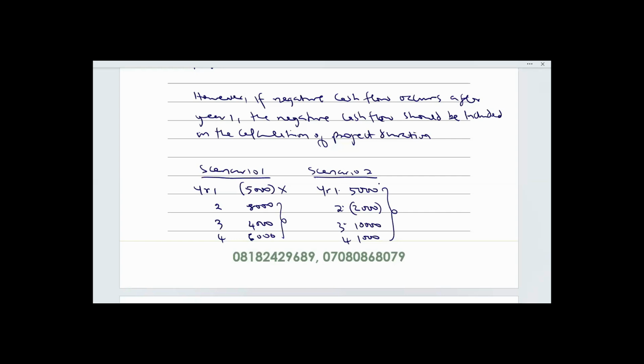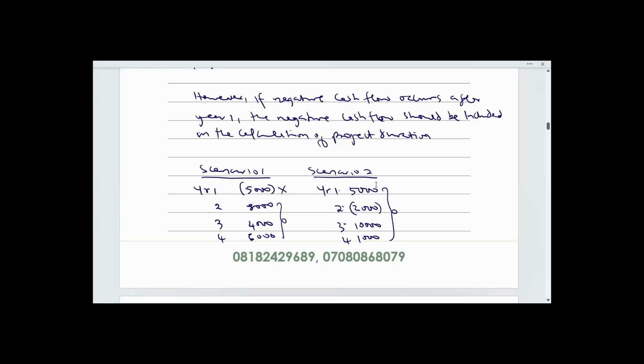Like in this scenario 2 now, because the 2,000 negative occurs in year 2, it should be part of the project duration. But in scenario 1, you notice that the negative cash flow occurred in year 1. Therefore, you ignore the negative cash flow of that year 1. You focus on the one from year 2 to year 4. All right. So these are the things you need to take into consideration.